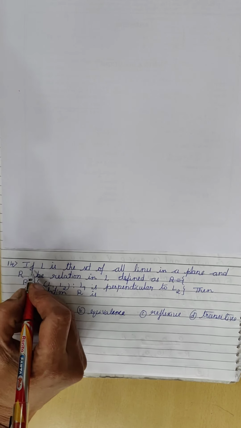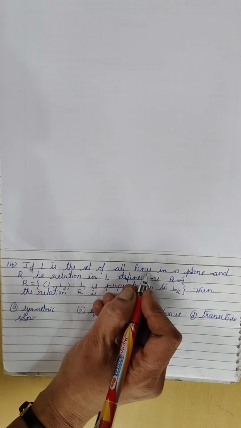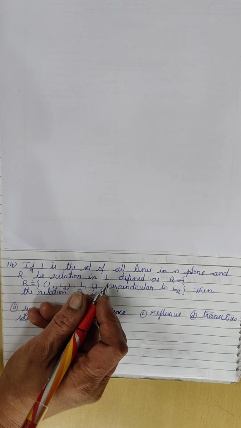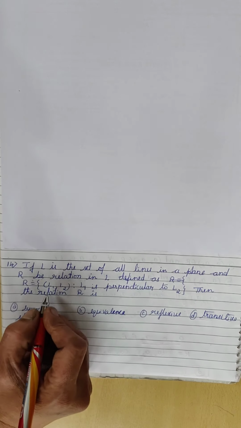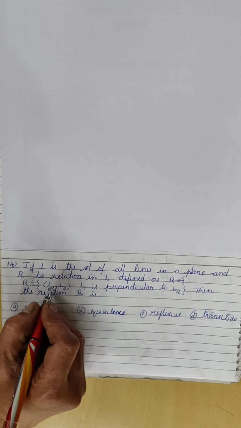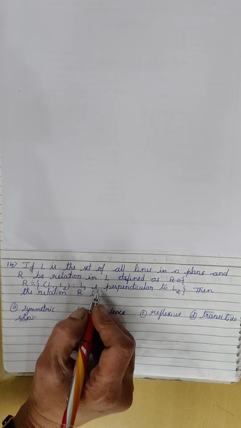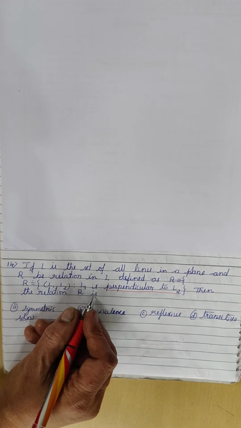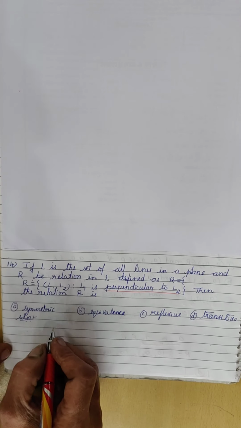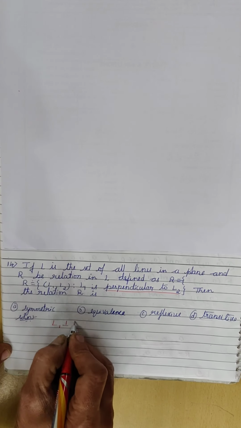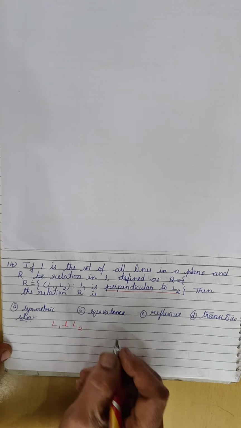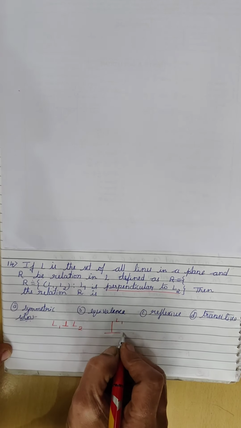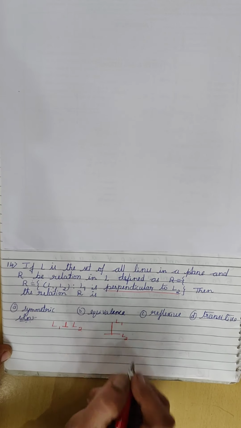Fourteenth one, if L is the set of all lines in a plane and R the relation in L defined as R equals L1, L2 such that L1 is perpendicular to L2, then the relation R is... So we have here L1 is perpendicular to L2. I will take two lines here. This is L1, this is L2, perpendicular.